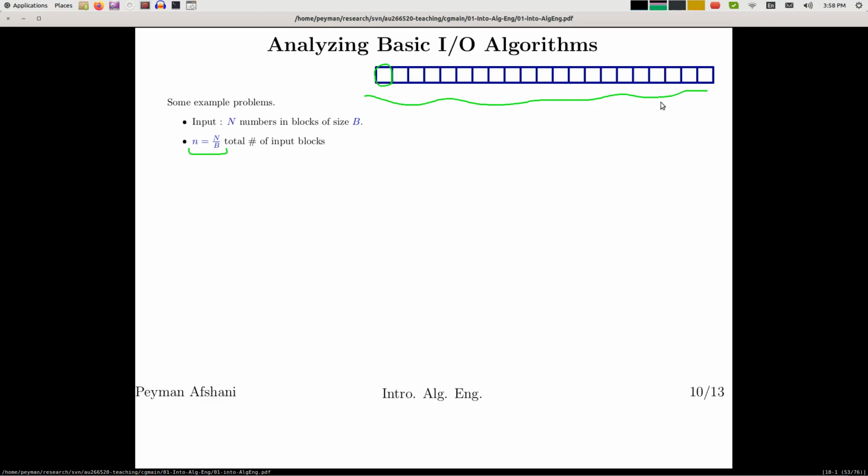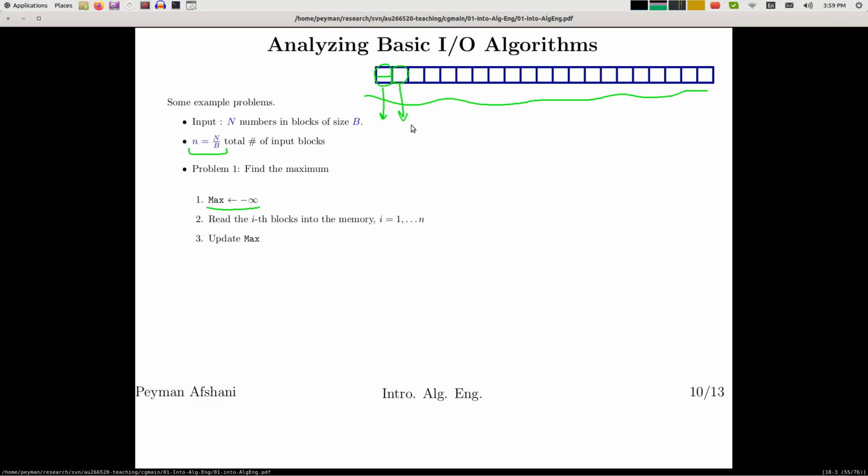Given this input on the disk, I want to solve the following problem. The first problem is quite easy: find the maximum number among these input numbers. If you just think about it for a second, you will realize that it's not too hard to solve, and the solution is very similar to the classical solution. Basically, initialize some variable that's going to store the maximum, and then in a for loop read the blocks one by one. In the first iteration of the loop, we read this block into the memory, go through all the elements of this block, and update the maximum. Then we read the next block into the memory, and so on.